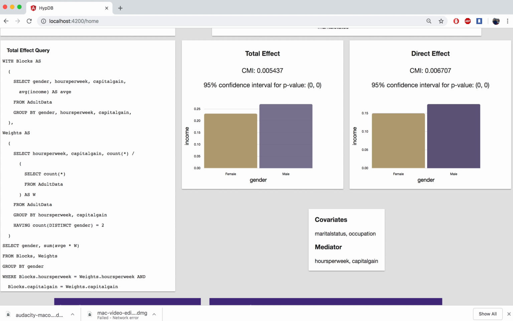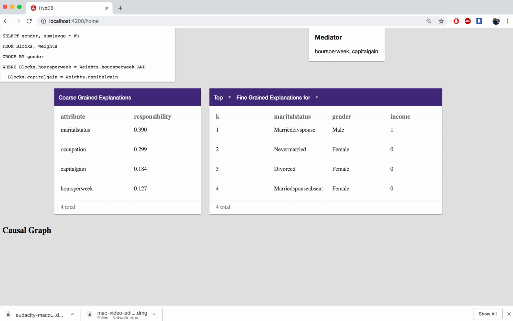In this bar diagram, you see the answers to this rewritten query. As you observed, the rewritten query answers suggest that the disparity between males and females is not nearly as drastic as suggested by the naive SQL query. To see what's going on here, let's check out the explanations generated by HypDB. The coarse-grained explanations show that marital status accounts for most of the bias, followed by occupation. Let's take a deeper look into marital status and see why it makes the query biased. The top 4 fine-grained explanations reveal a surprising fact.